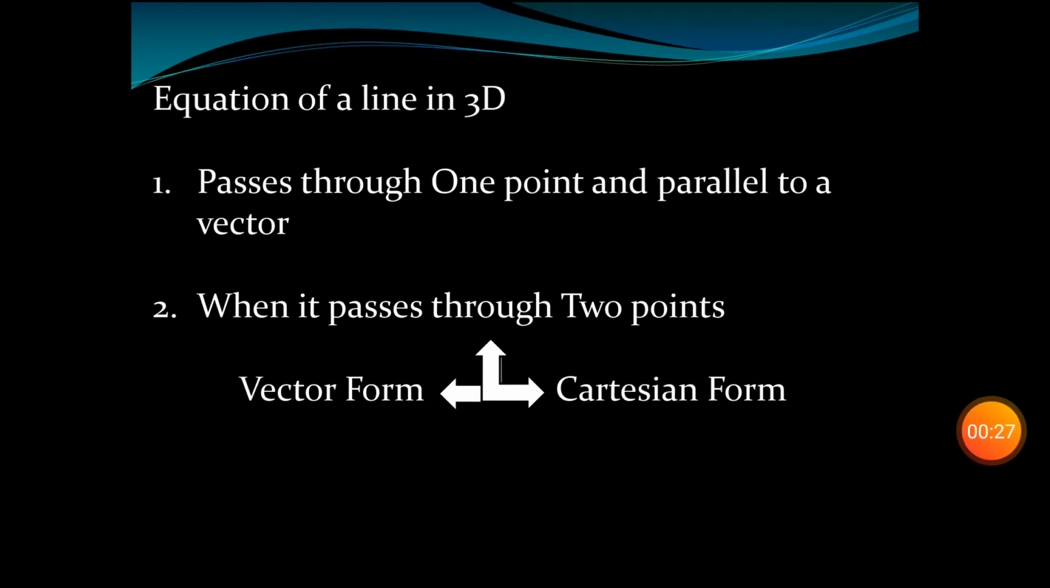Equation of a line in 3D can be written in two ways. The first is when it passes through a point and is parallel to a vector, which I already discussed with you in the last video. If you have not seen that video yet, I am going to share the link in the description box.